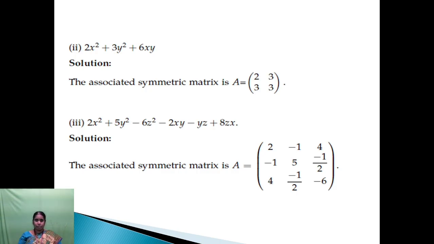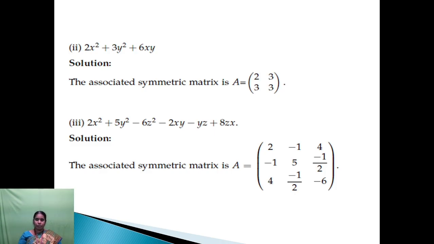Next, third example. Suppose our quadratic form contains 3 variables: 2x square plus 5y square minus 6z square minus 2xy minus yz plus 8zx. Then we have to find the matrix. In that associated symmetric matrix, our matrix is of order 3 by 3. First, we have to fix the diagonal elements. 2, 5 and minus 6 are fixed in the diagonal. Then the remaining elements we have to divide by 2. In the position of xy or yx, we have to put minus 2 by 2, which is nothing but minus 1. So a12 and a21 take the value of minus 1.